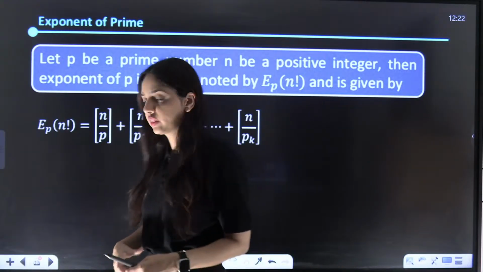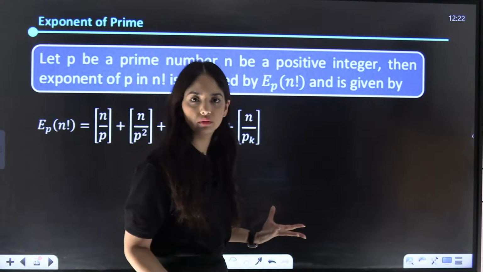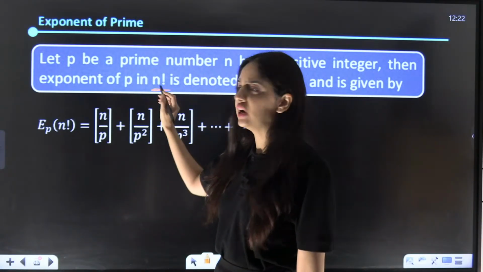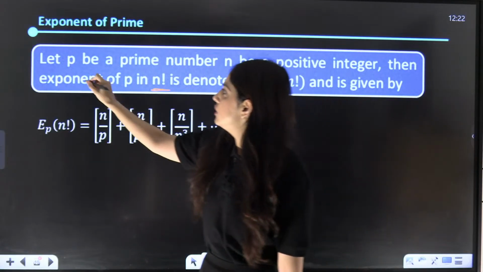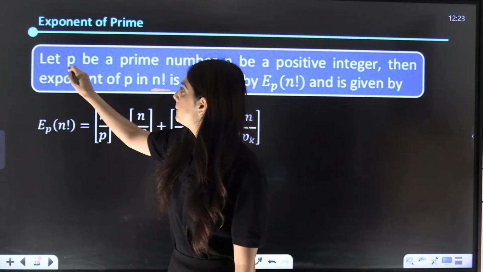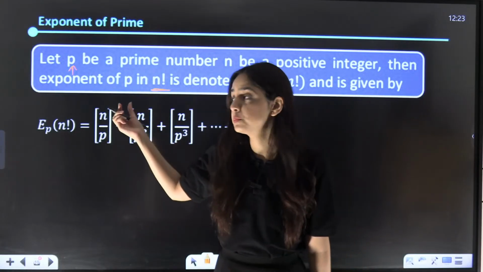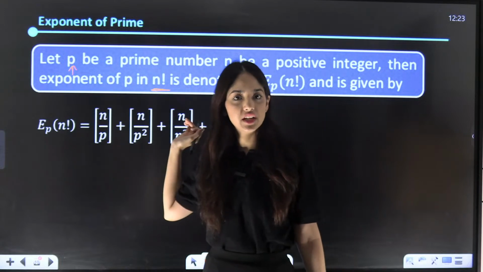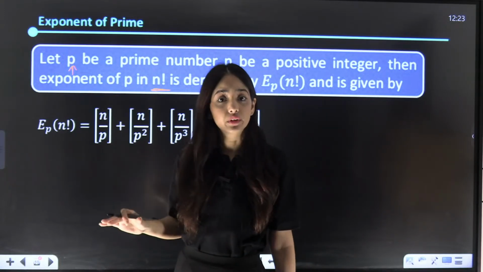So, for example, let's say we have n factorial. Okay, we have n factorial, a given number n, it can be anything, and we need to find for a given prime number p, what is going to be the power of this prime number p when we write the entire prime factorization of n factorial.